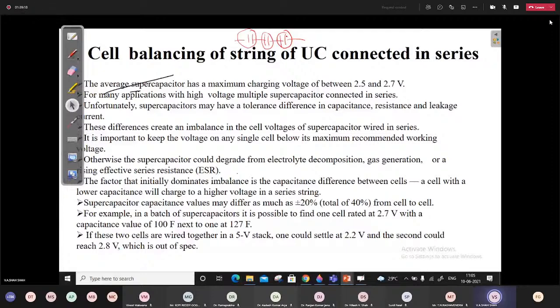You see them connected in series, but how do we connect UC in series, and then connect that series-connected UC with the cell balancing circuit? Before we directly connect the supercapacitors to a cell balancing circuit, we have to go through certain criteria, and based on that only we make a string of UC connected in series, which will then be connected to the cell balancing circuit.